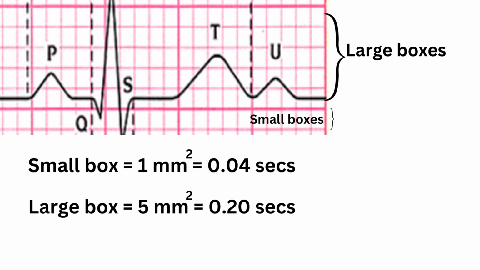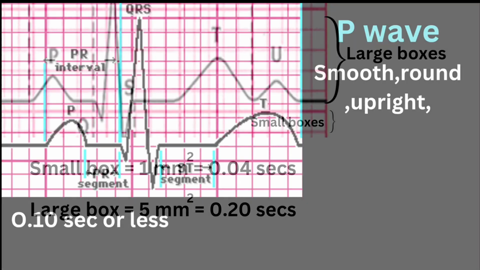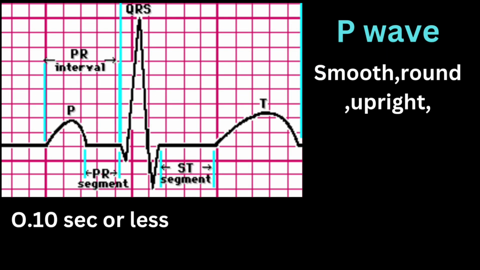Remember the small box measurements, and it will be much easier for you, because this is where we will detect PR interval prolongation, QT prolongation, QRS prolongation, wide and narrow QRS. This thing is very important. Must memorize this. Now I'll briefly go through the P wave.